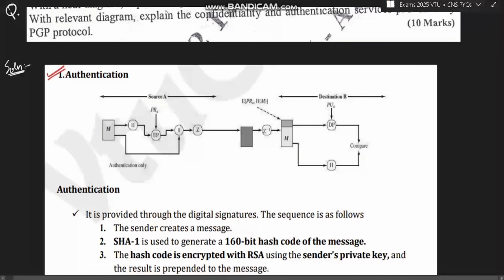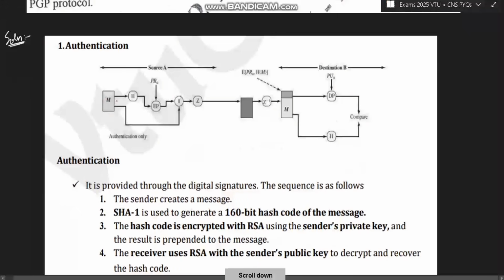First one is authentication. Okay, how the authentication happens is a message comes from here, from the sender side, and that is going to be hashed. So the first thing is the sender creates a message, and SHA-1 is used to generate a 160-bit hash code of the message. Okay, so that is the thing here, and then it goes to the encryption here, and it is encrypted using the private key of A.